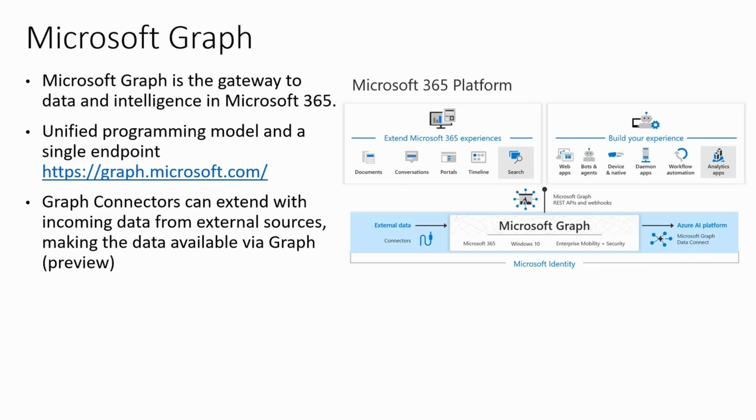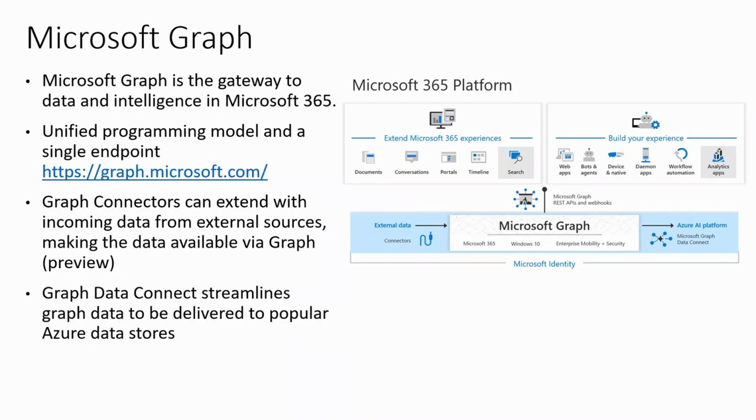We also have Connectors and Data Connect, kind of a similar name, but they work differently. With the connectors, you can extend and get your data or other data into the graph, so it can be used via the programming endpoint. And with Data Connect, you can do the opposite. You can take data that is in the graph and connect it to other consumers like Azure Event Hub, etc., so you can use the data that is in the graph.